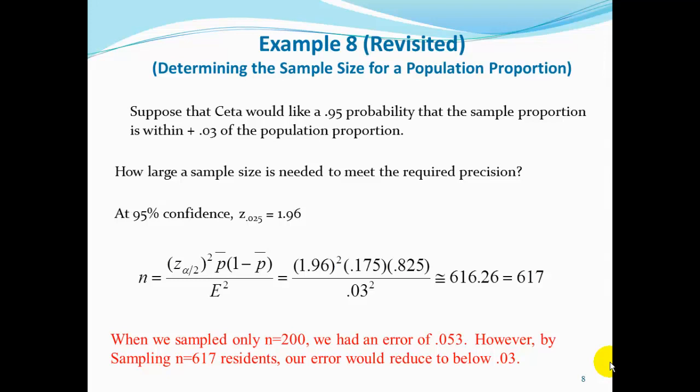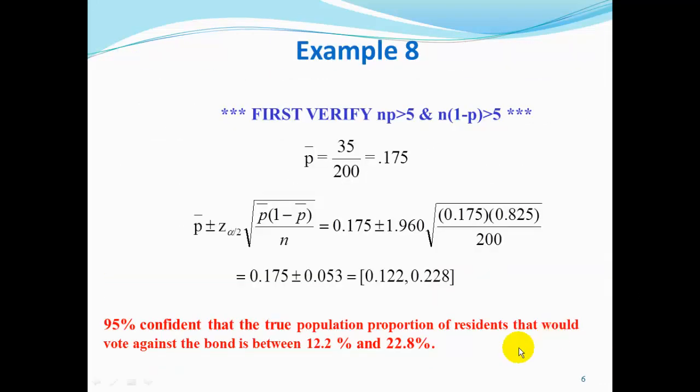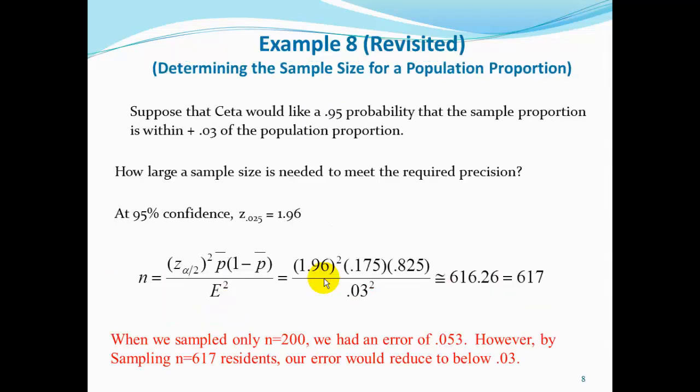For our previous example with Seda County, the poll that they conducted to determine the proportion of residents that will vote against the bond referendum, we found a margin of error which was equal to 0.053. Suppose we decided that we want this margin of error to be 0.03 or less. The question is, how large of a sample should we have sampled in order to meet this required precision?